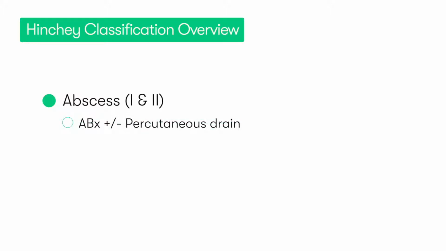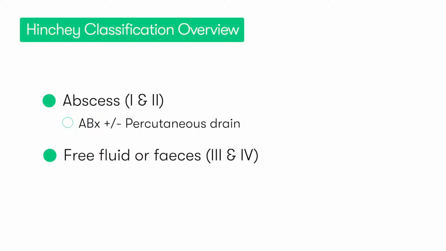So to summarise the Hinchey classification, if the patient has an abscess, then it's a Hinchey I or a Hinchey II, and we treat these patients with IV antibiotics, plus or minus percutaneous drainage. If our patient has free pus or free feces, then it's going to be a Hinchey III or IV respectively, and we treat these patients with IV antibiotics and IV fluids.